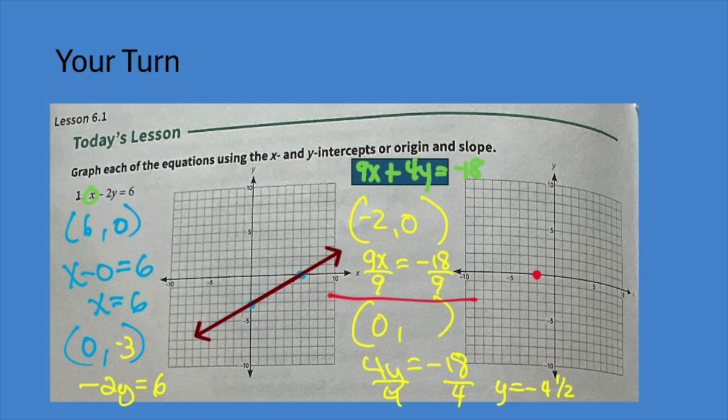Hopefully they're all going to be halves when this happens, so it's easier in our life to graph it. Negative 4.5, comma 0. And then we draw our line.